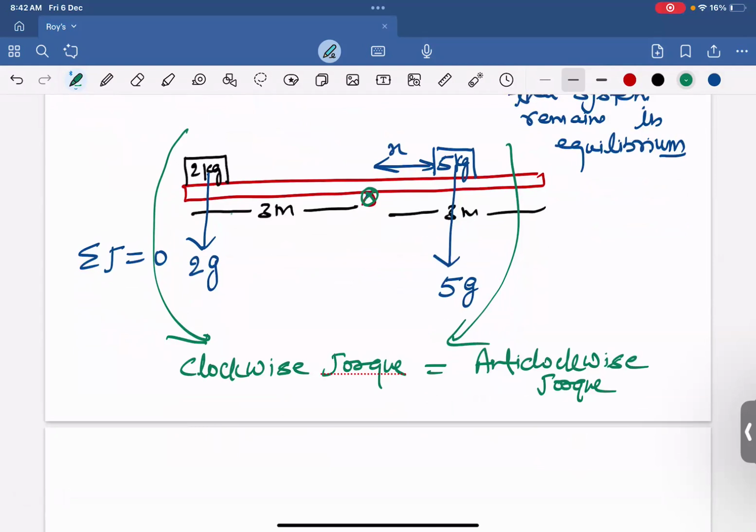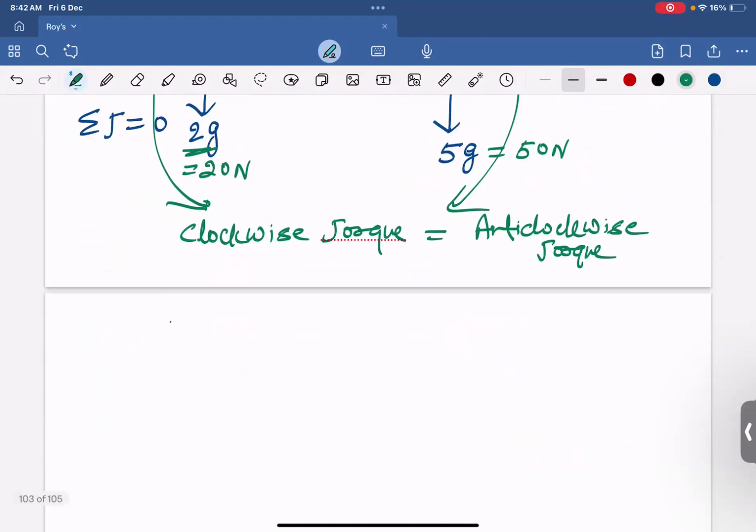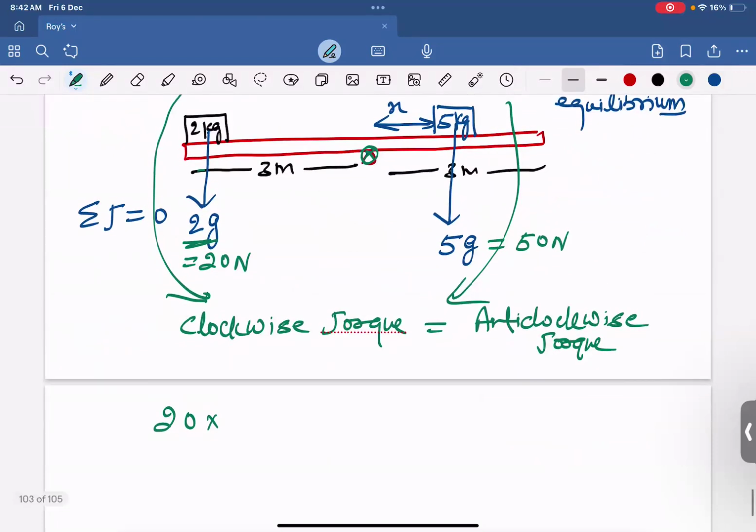Now the torque formula is force into distance. This distance is given as 3 meter. So force is how much? 2g means 2 into 10, 20 Newton. And this is 5 into 10, that is 50 Newton. So I can write 20 Newton, and the distance from the axis is 3 and the angle is 90 degree. So 20 into 3, and here it is 50 Newton, and the distance from the axis, let's suppose I have taken as x, and there is also angle 90 degree.